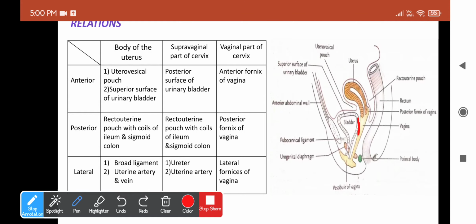Okay, going for the vaginal part, this is very easy. As I said, the cervix will insert into the vagina, and hence the vaginal part will have the fornices on all sides. So anteriorly you have the anterior fornix, posteriorly the posterior fornix, and laterally the lateral fornices of the vagina. Okay, the covering part of the vagina is otherwise called the fornix. Okay, so this will make your work easy, I hope.